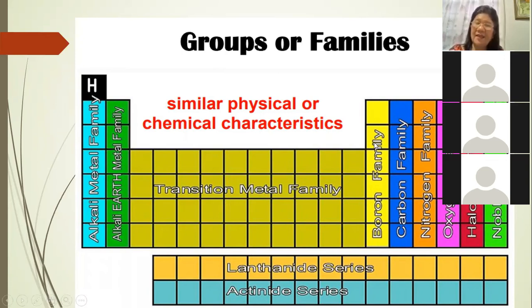Then these are the boron family. These are the carbon family. These are the nitrogen family. And these are the oxygen family, halogens, and the noble gas. Okay. And the last portion here are the lanthanide and the actinide. So these are the groupings of the elements in the families. In most cases, if they are grouped as one, they have similarities in their physical and chemical characteristics. That is why they are grouped that way. So that is group and families.